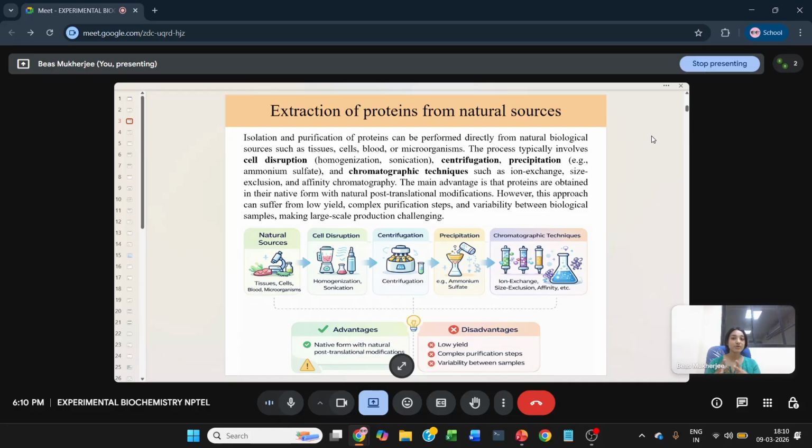You can see that from the natural sources, tissue, cells, blood, and microorganisms, cell disruption is performed using homogenization and sonication, and then centrifugation is done, then precipitation using ammonium chloride is performed, and then different chromatographic techniques such as ion exchange, size exclusion chromatography, affinity chromatography, etc. is performed for the purification step.